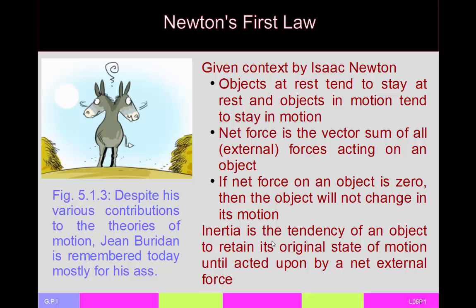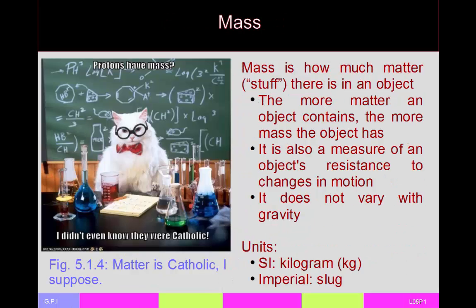And this property of objects, which makes them tend to retain their original state of motion, is called inertia. That's the tendency of an object to retain its original state of motion so long as no external forces are, well, forcing it to change. So mass is the means that we have of measuring inertia.